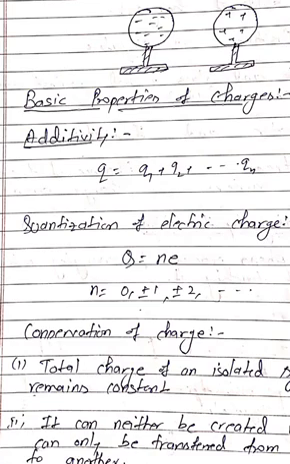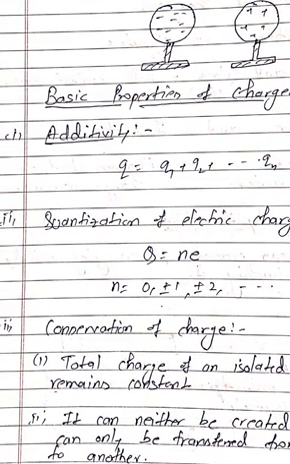Number two is quantization of electric charge. All of you have done this topic in class 10. What is quantization of electric charge? It is that the total amount of charge in a body is an integral multiple of the charge of an electron, Ne, where n is any integer; it may be 0, plus or minus 1, plus or minus 2. Suppose there are 2 electrons, the charge will be how much? Minus 2e, because e is the charge of an electron, which is negative.